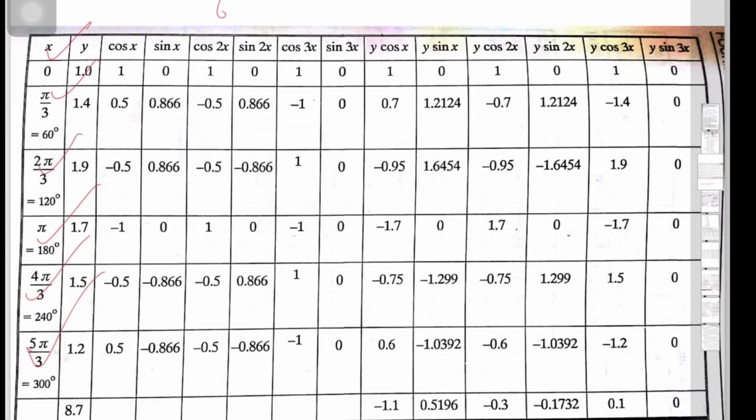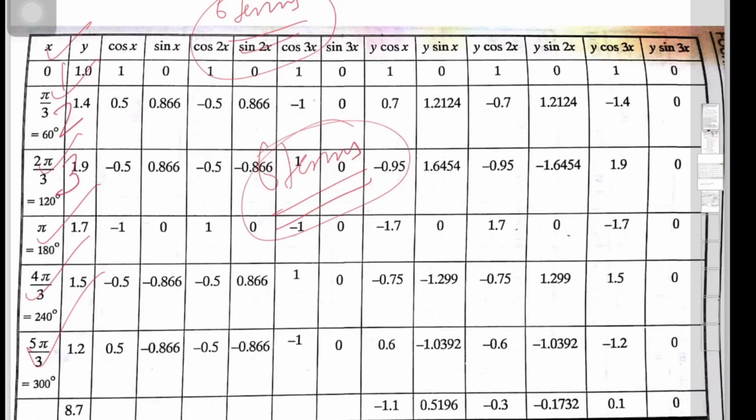Because we need 6 terms totally. Always remember we need 6 terms: 1, 2, 3, 4, 5, 6. We need only 6 terms. For example, in the last topic, that is L, the L stands for length of the interval. 2L is equal to 6 because there are again 6 terms. So L is equal to 3.